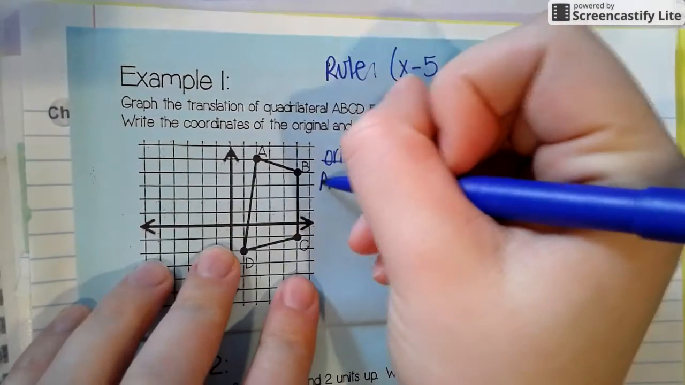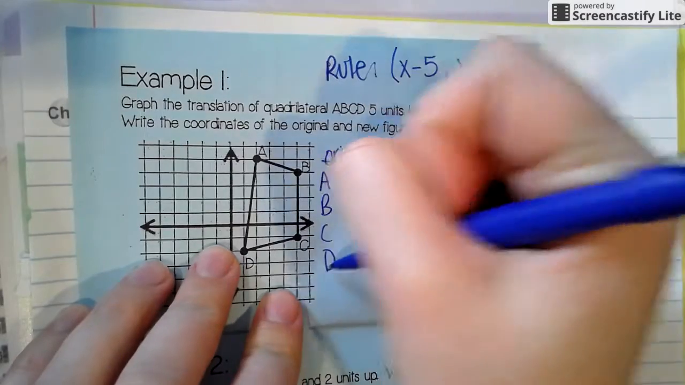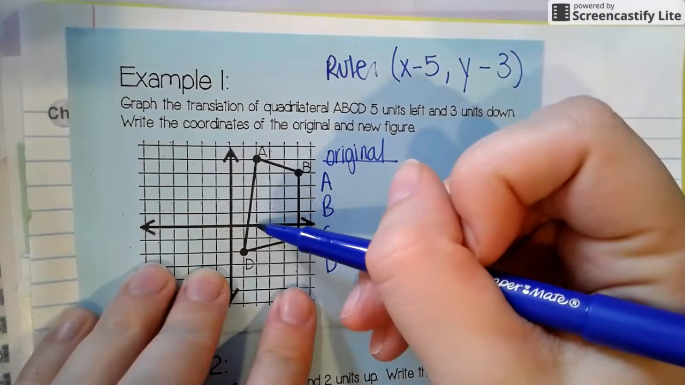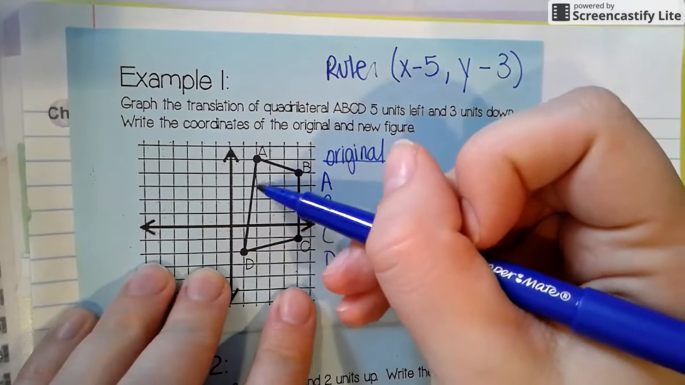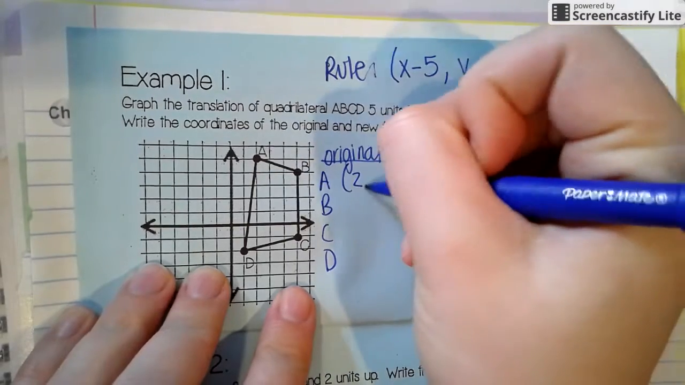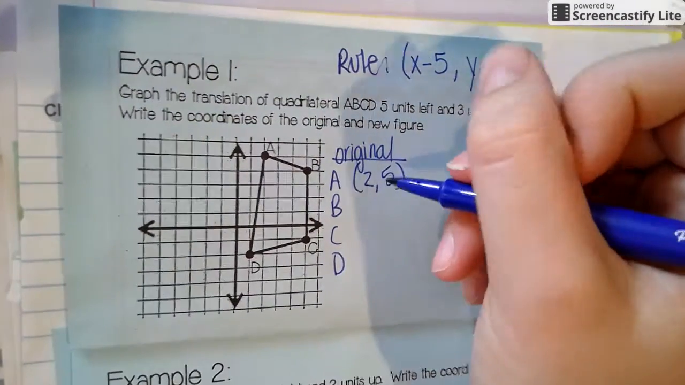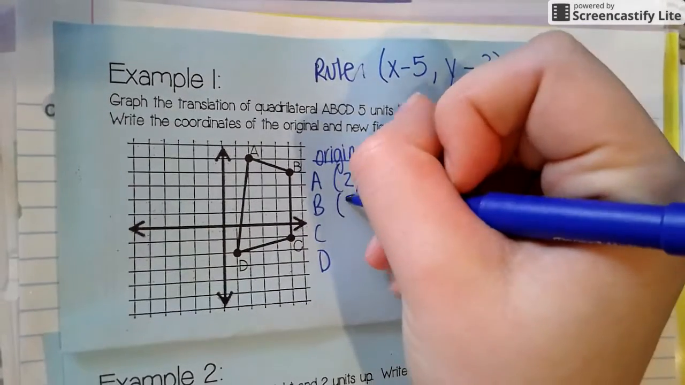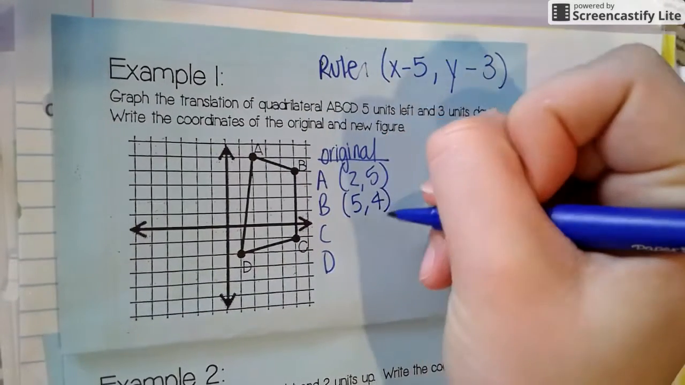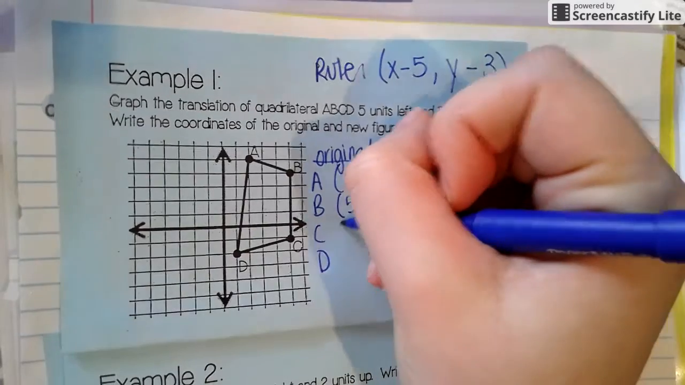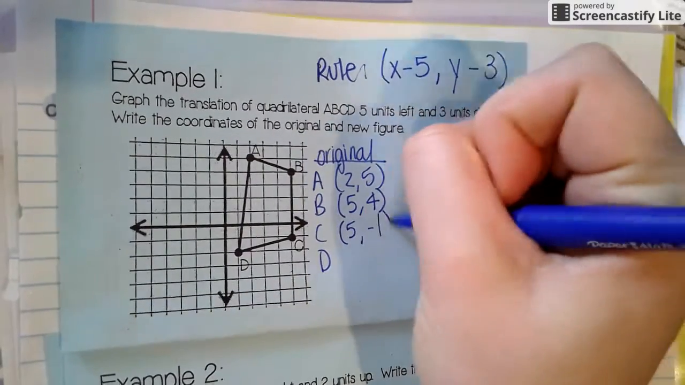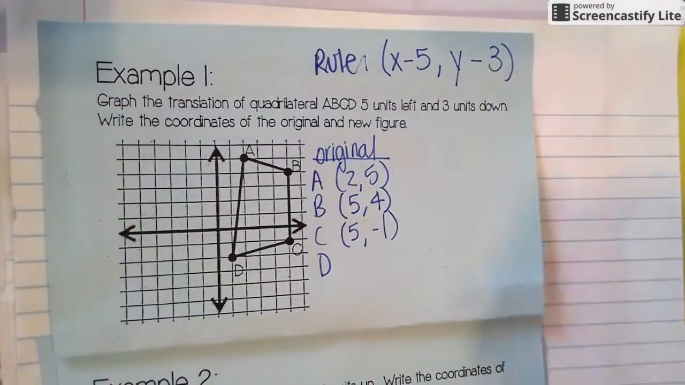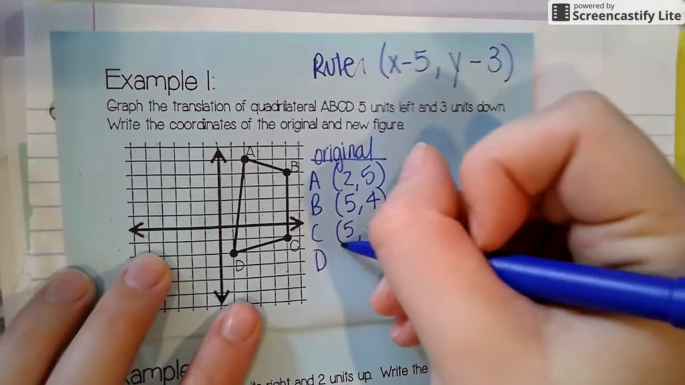So I have A, B, C, and D. My original point A is 2, 5. I have B. I have to find what B is. That one is going to be 5, 4. I have C, which is 5, negative 1. And then I have D, which is going to be 1, negative 2.